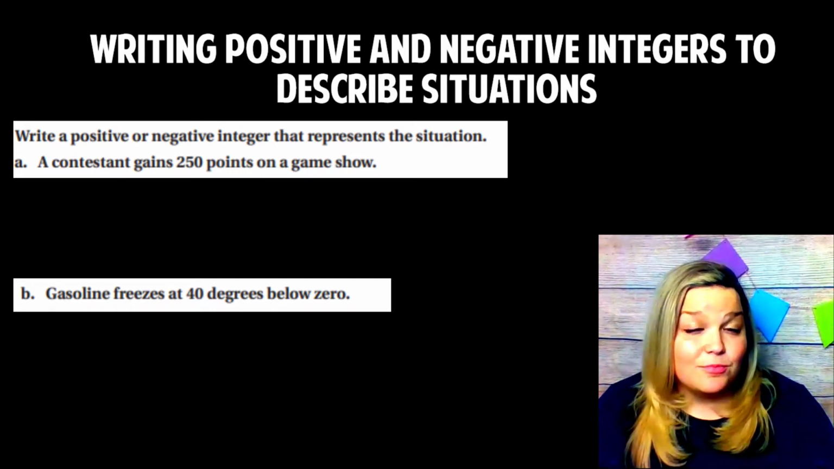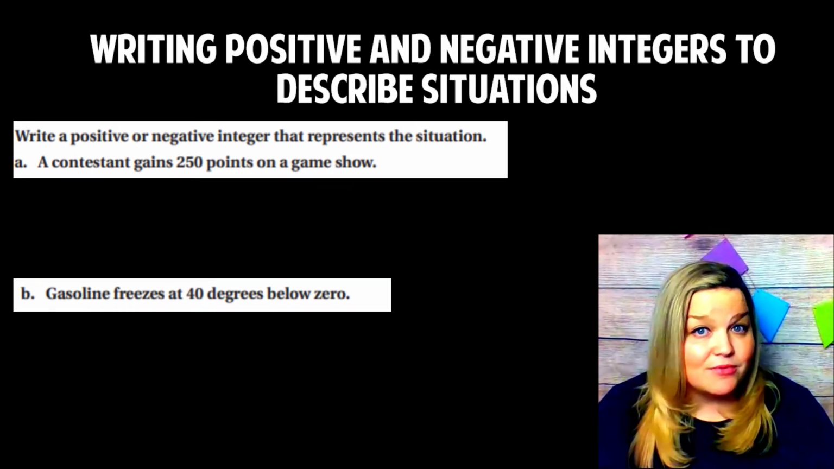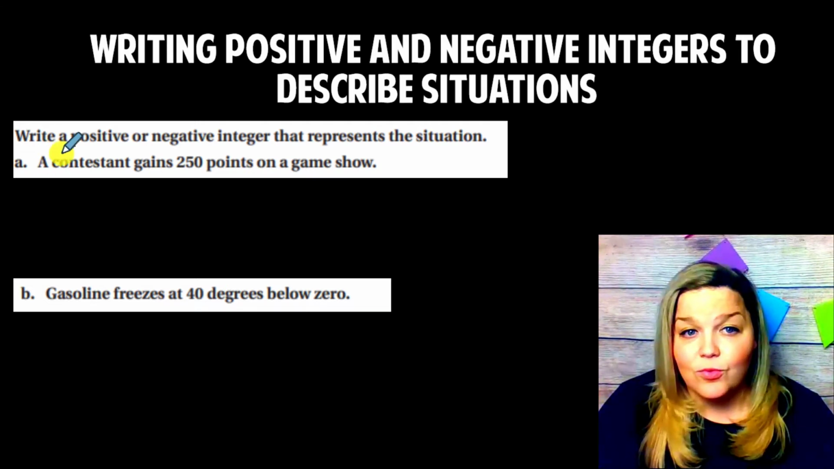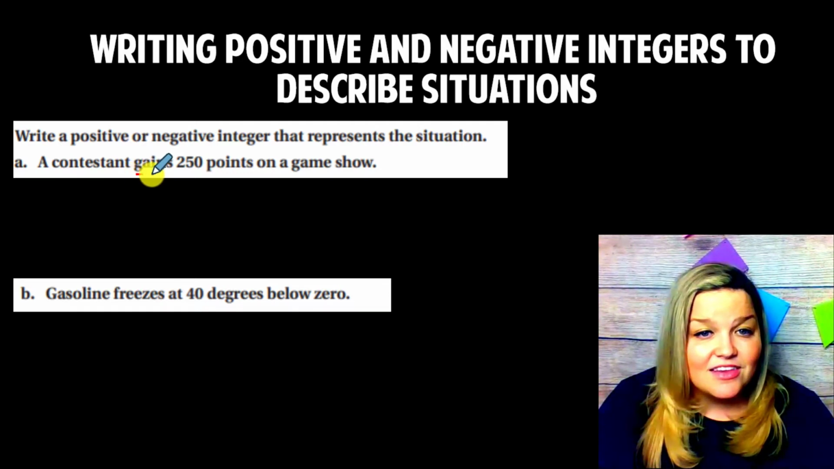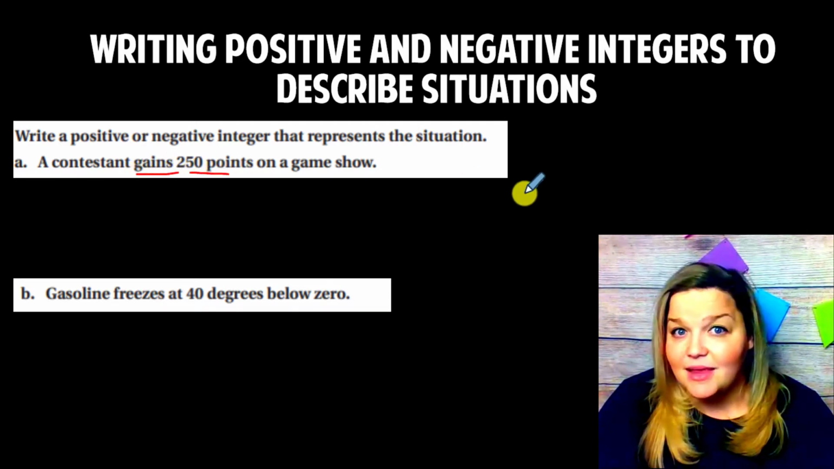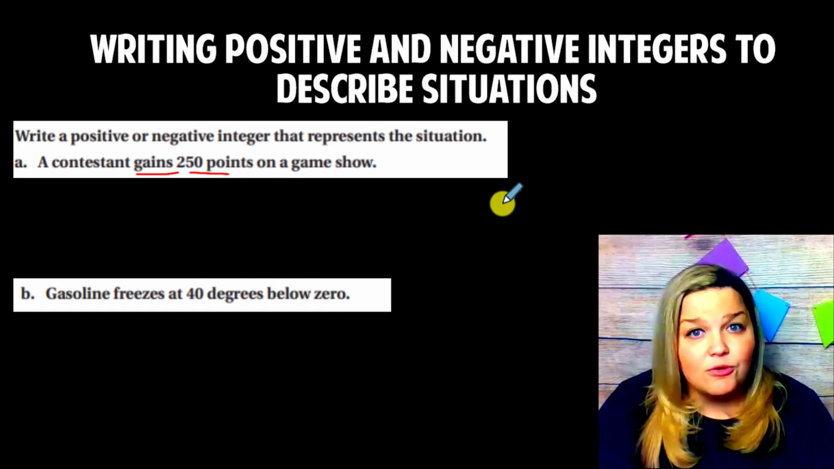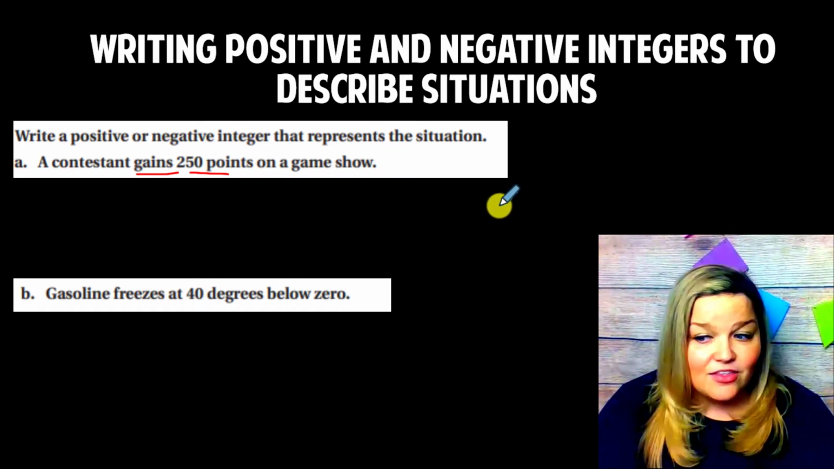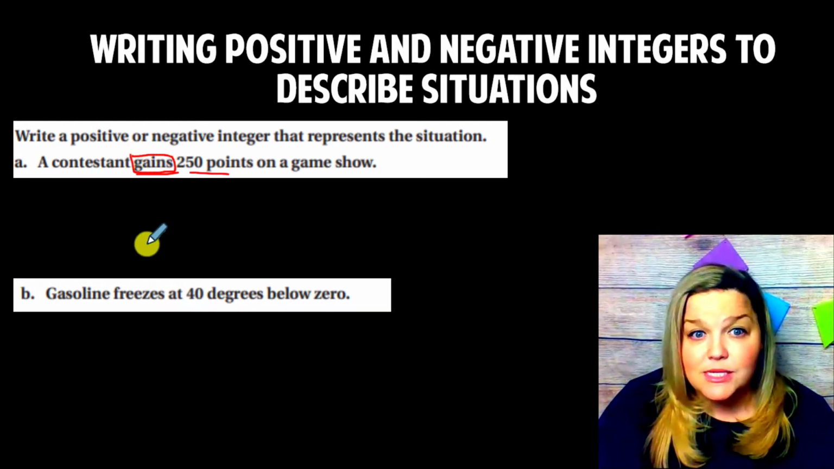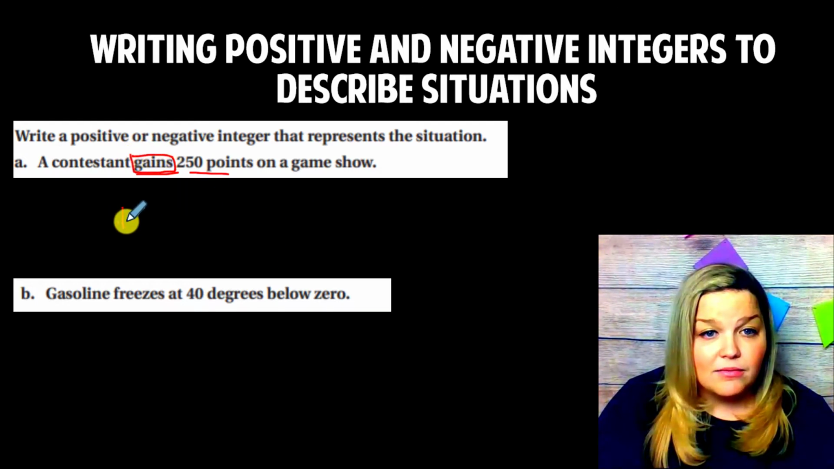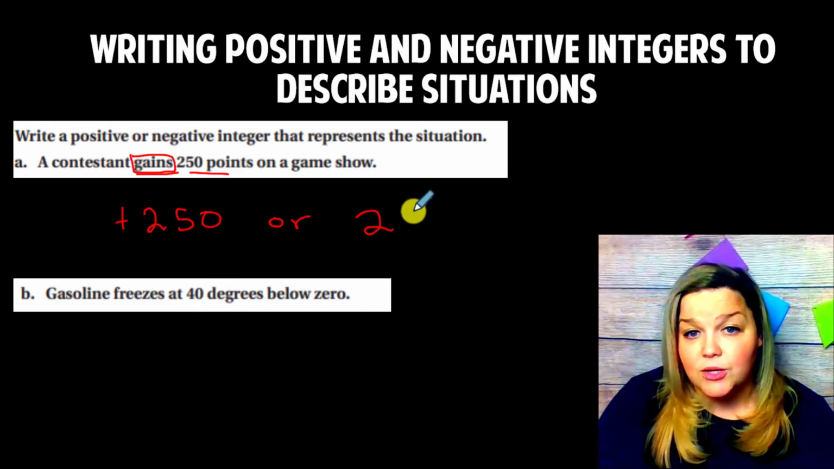All right, now let's practice writing positive and negative integers to describe situations. Our question says, write a positive or negative integer to represent the situation. A contestant gains 250 points on a game show. So when you do this, you really want to zero in on those keywords that are going to indicate either a positive or a negative action. So if you are gaining points, that means you are increasing. So the integer would be positive 250, or you could just write 250 points.